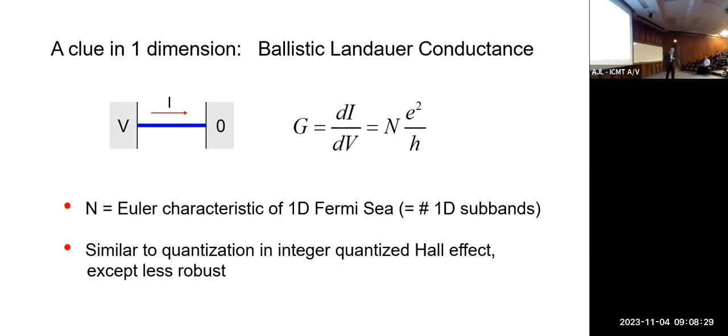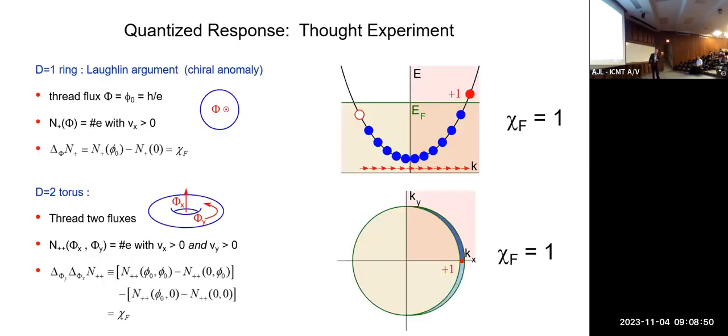And so the question is, is this something that can generalize? And this quantization is kind of related to the integer quantum Hall effect. It's not as good as the integer quantum Hall effect, because, of course, if you have impurities, then you screw it up. Okay, but maybe we can try to think about it the way we think about the integer quantum Hall effect. The way you understand the quantization in the integer quantum Hall effect is through Laughlin's argument.